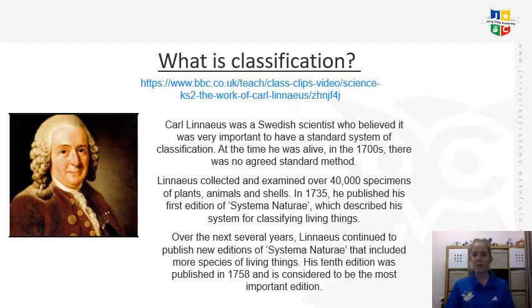So he collected and examined lots of specimens, over 40,000 of plants, animals and shells, and he published his first edition of something called the Systema Naturae, where he described lots of the system for classifying lots of different living things. Over the next several years, Linnaeus continued to publish more and more editions of the Systema Naturae, and that's because he needed to include more species of living things. The more he collected and examined things or found new species, the more he needed to update each edition.